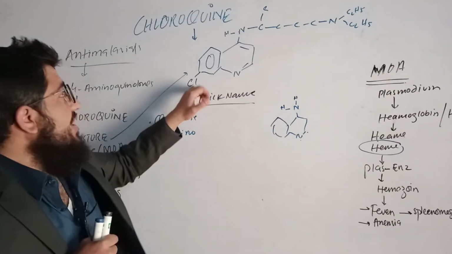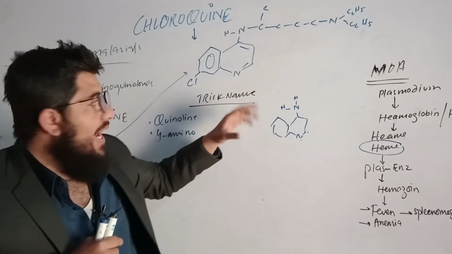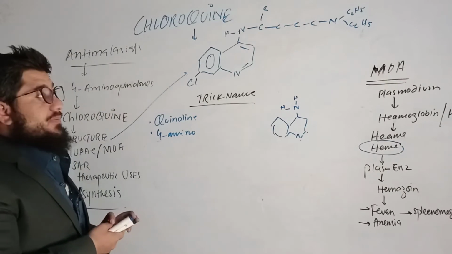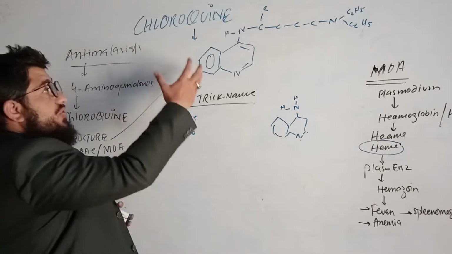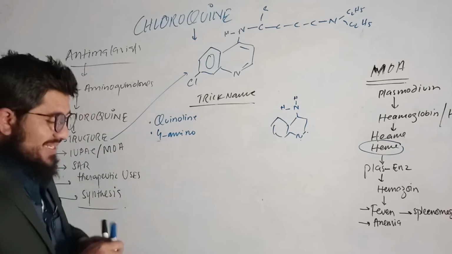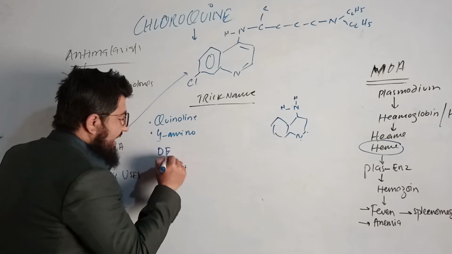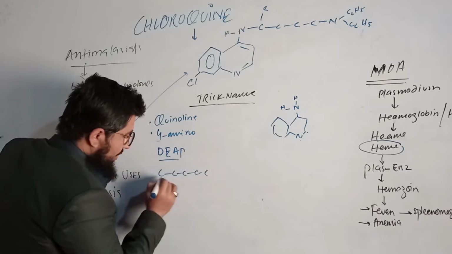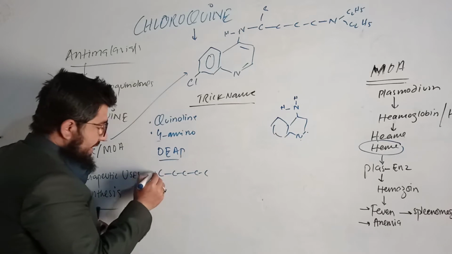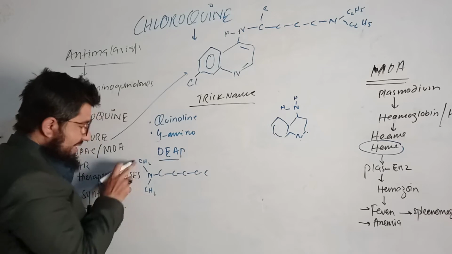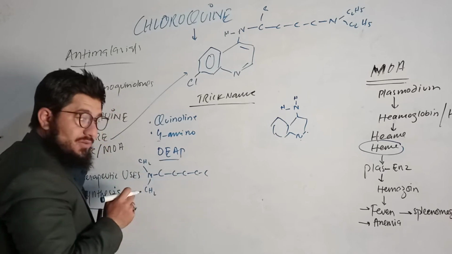Now to remember the entire structure in an easy way, I will tell you the trick name. Through this trick name, you will become comfortable writing the structure anywhere, wherever you are asked in exams. So what is the trick name? The trick name is quinolone, 4-amino, plus diethylamino pentane. Meaning just have 5 carbons, 1, 2, 3, 4, 5, pentane, and with that just add diethylamino. Okay, 5 carbons.